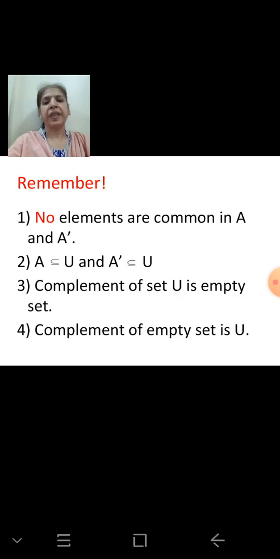Now remember, no elements are common in A and complement of A. That thing you have to keep in mind. No elements are common. Set A is a subset of universal set. Even complement of set A is also a subset of universal set. And complement of set U, that is universal set, is empty set, because universal set has all the elements under consideration. So when you find its complement, you will not get any single element, so it will become empty set. Or complement of empty set is universal set under consideration. So these things we have to keep in mind.